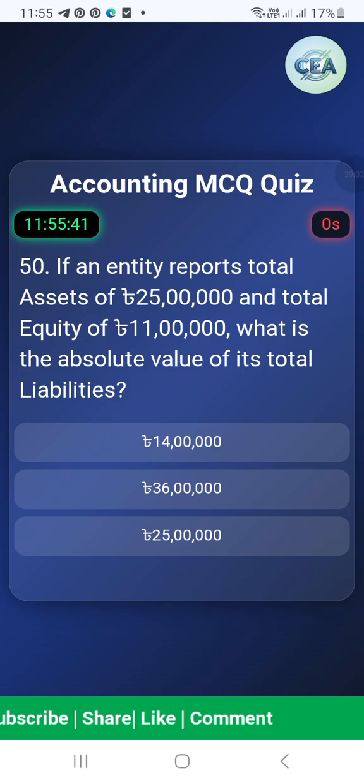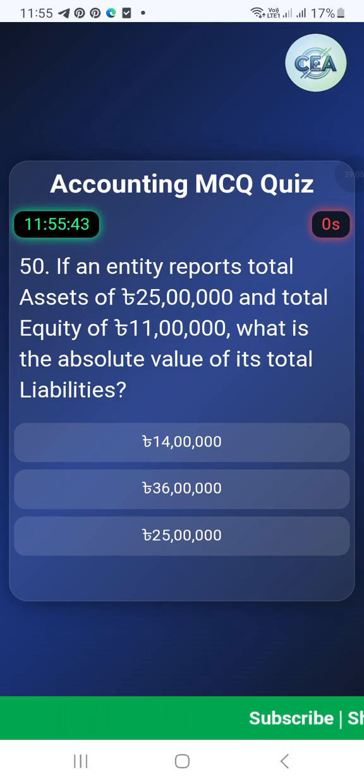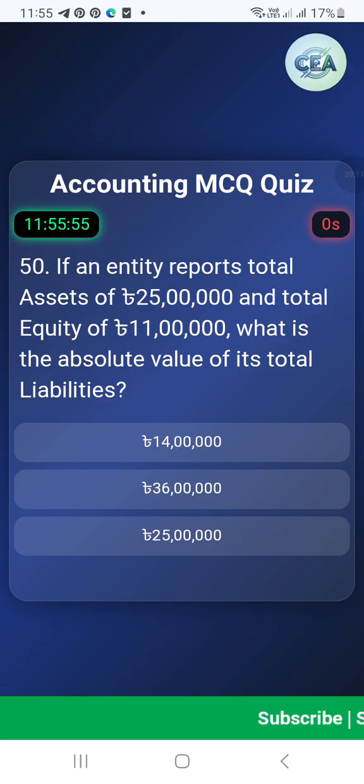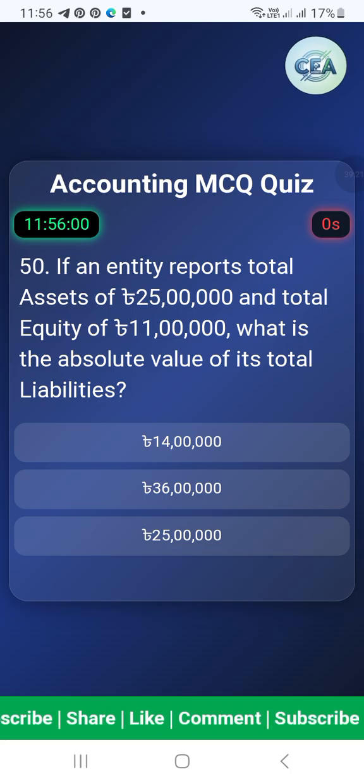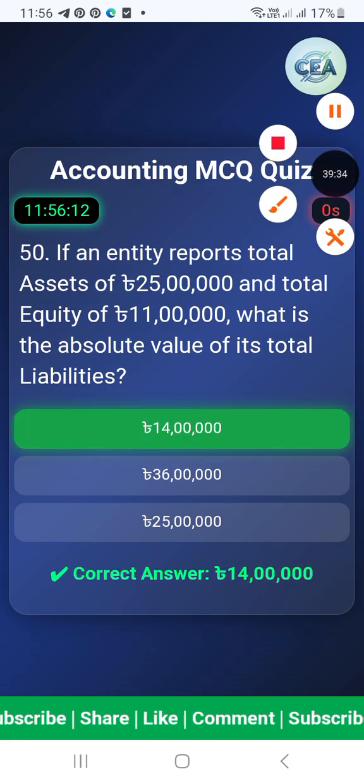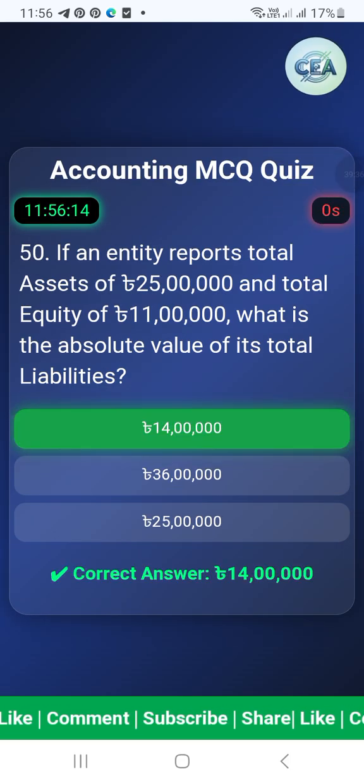50. If an entity reports total assets of 2,500,000 takas and total equity of 1,100,000 takas, what is the absolute value of its total liabilities? Option 1. 1,400,000 takas. Option 2. 3,600,000 takas. Option 3. 2,500,000 takas. Correct answer is 1,400,000 takas.